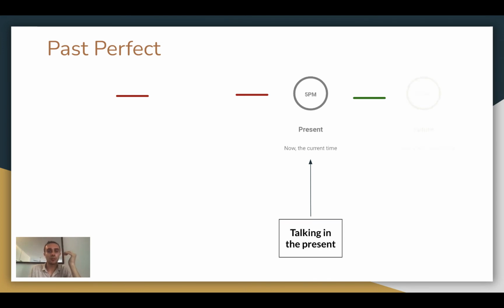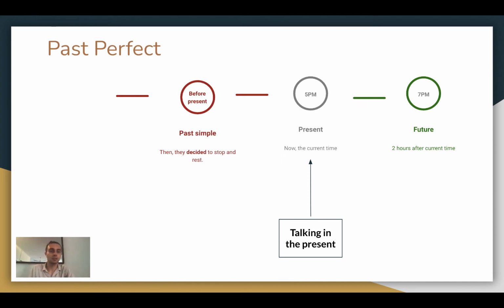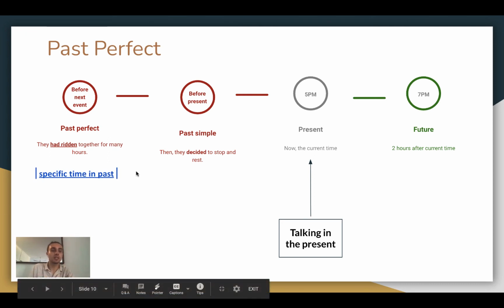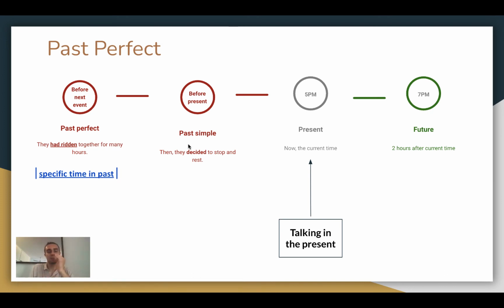So we're talking in the present. We have the future, and then we have the past. So the past simple is they decided to stop and rest. We don't know when in the past. The past simple doesn't refer to any specific time. It's just in the past. Whereas the past perfect, they had ridden together for many hours. We know that that happened at a specific time in the past. They had ridden together, and then they decided to stop and rest. So the past perfect is used to talk about when something happened in the past.